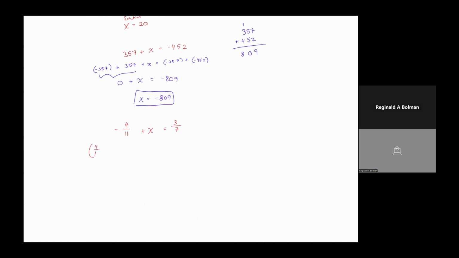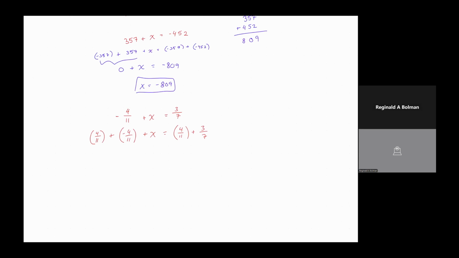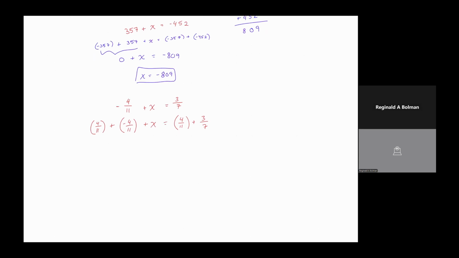In this instance, the opposite of a negative 4 over 11 will be a positive 4 over 11. I'm going to add 4 over 11 to both sides of my equal sign, and we'll see what happens. You'll note that 4 over 11 plus negative 4 over 11, that's just going to give us 0. So you have 0 plus x. And on the other side of your equal sign, you've got 4 over 11 plus 3 over 7. X plus 0 is just x.